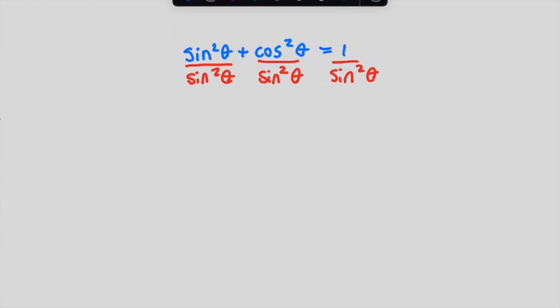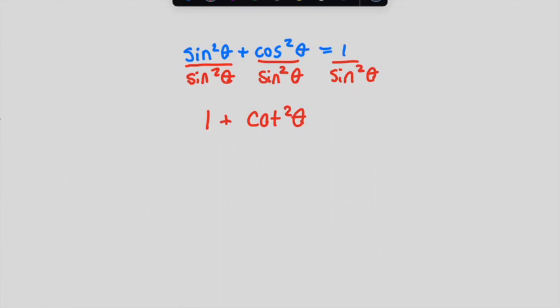What is sine squared over sine squared? What would that simplify to? 1. Good. Now, look up above. We said cosine over sine was equal to what by the quotient identity? That's cotangent. So if you have it squared, it's going to be cotangent squared here instead.